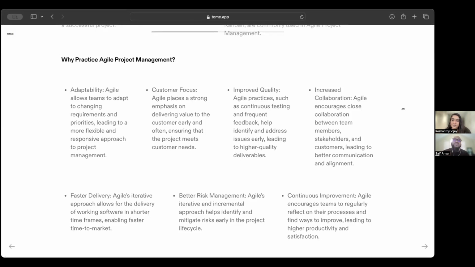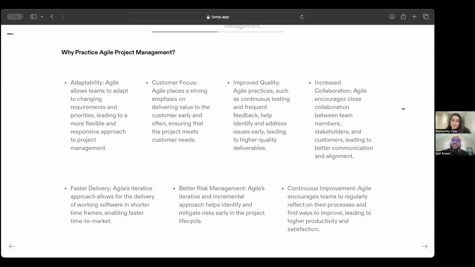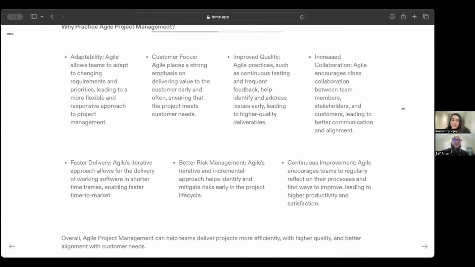Now, why practice agile project management? I gave you a few reasons already, but again, this is really customer focused. Like I said, it improves quality. There is increased collaboration within the project team cross-functionally, faster delivery, better risk management, continuous improvement. Now, overall, project management, I have a little blurb here. You're delivering the project more efficiently. And so again, it's a no-brainer. This is the way to go.